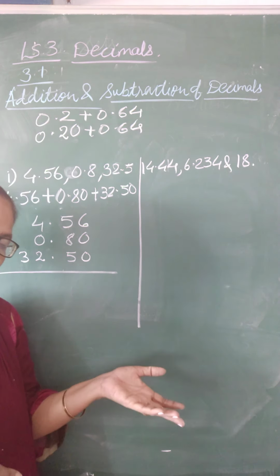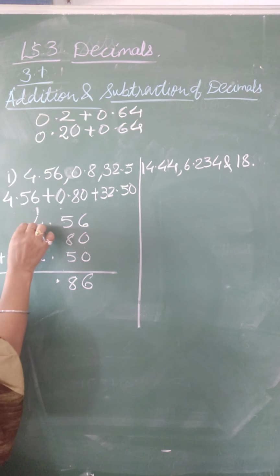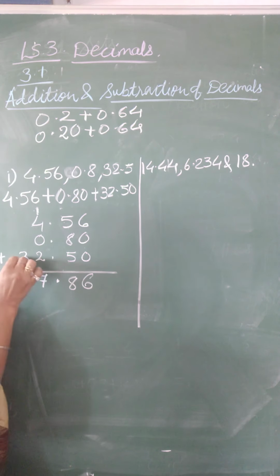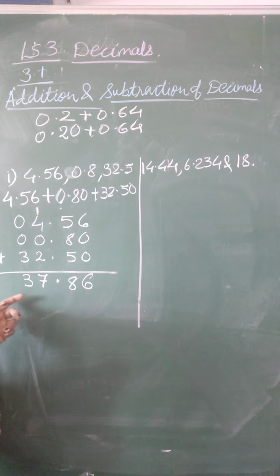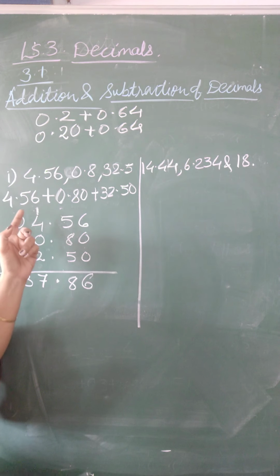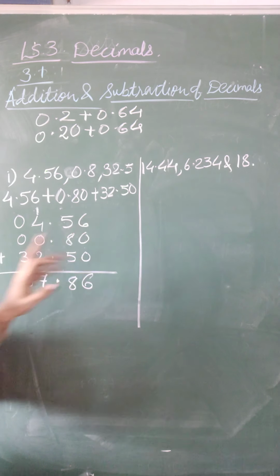In the same way we have to add. Now addition starts from this place. 6 plus 0 plus 0 will be 6. 5 plus 5 is 10, plus 8 is 18, write 8, carry 1. And as there is a decimal here, the decimal will be in the same column. Now 1 plus 4 is 5, 5 plus 2 is 7. And here there is only 3, so you can write 3. Here also you can put 0 if you want. So 37.86 is the answer of this question.